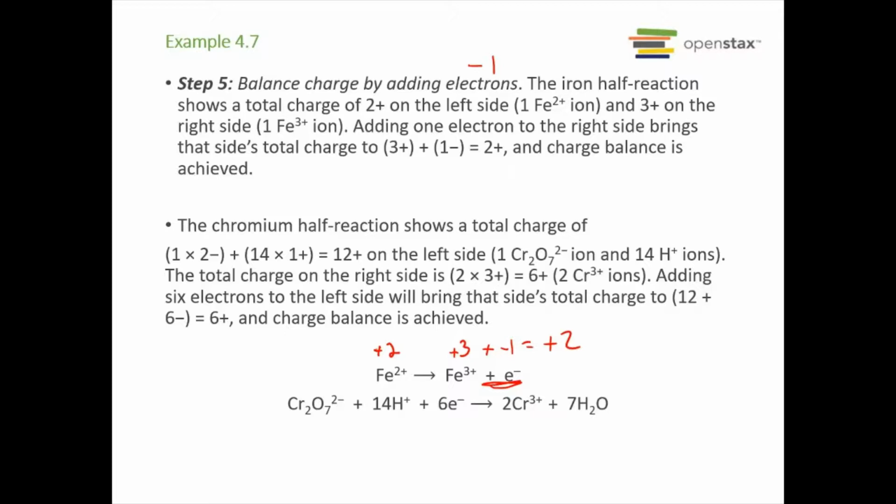For the chromium reaction, I had a total of -2 plus +14. I had +12 and +6 on the right. To make it easy, you can bring the charge down. You can't increase charge. So to do that, I add 6 electrons to my reactant side. So that's plus -6. That gives me a total charge of +6 on the left. Okay, so now we have +6 on both sides. Check. +6 on the left, +6 on the right.